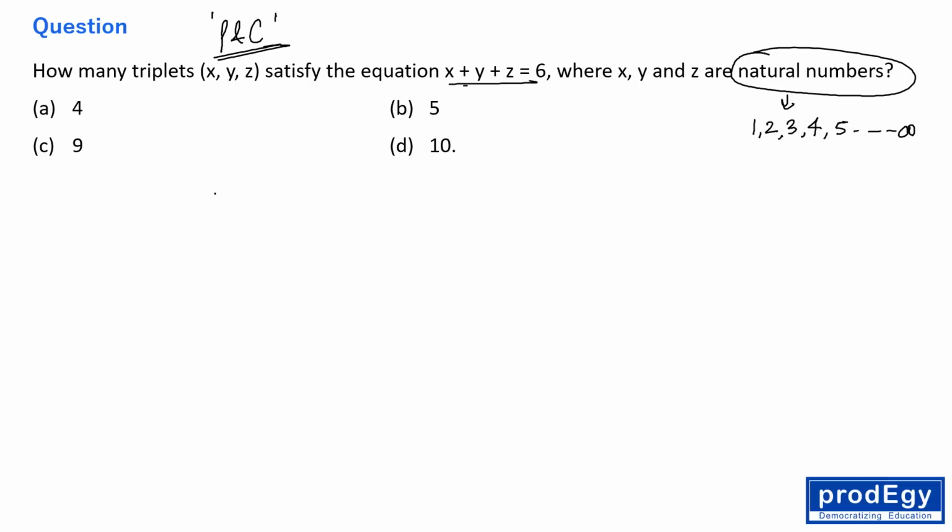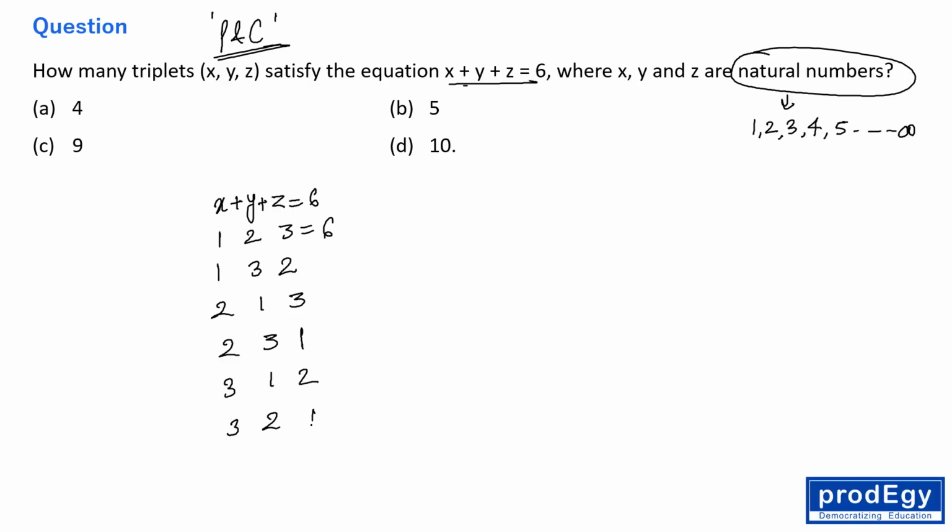So the question is saying x plus y plus z is equal to 6. So 1 plus 2 plus 3 is equal to 6. Fine. So order can be changed. The reason is in summation order does not matter. It is like this. So this is the first thing. How many? These are 6 combinations, right? Now they all are distinct actually.